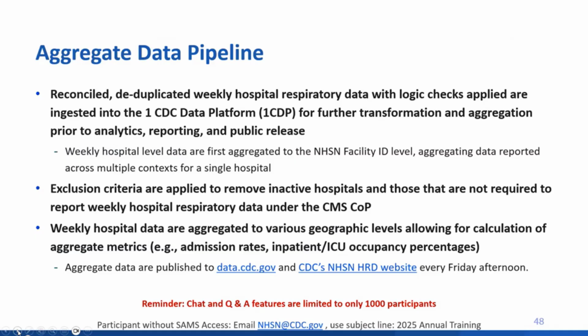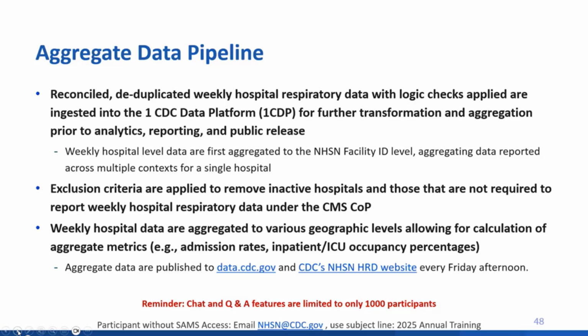Finally, reconciled, deduplicated weekly hospital respiratory data with logic checks applied are ingested into the One CDC data platform, a Palantir Foundry platform, for further transformation and aggregation prior to analytics, reporting, and public release. Weekly hospital level data are first aggregated to the NHSN facility ID level, aggregating data reported across multiple contexts for a single hospital. Exclusion criteria are applied to remove inactive hospitals and those that are not required to report weekly hospital respiratory data under the CMS conditions of participation.